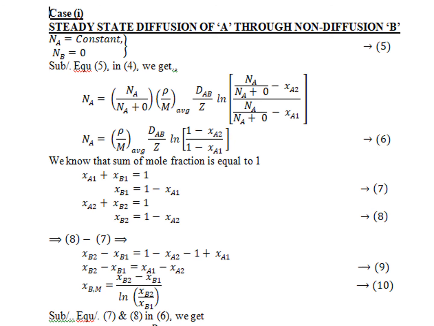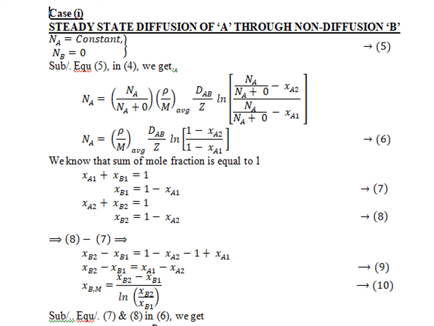In unequimolar counter diffusion, the number of moles of one component is not equal to the number of moles of the other component. What are the examples of these diffusions? For stagnant diffusion, the example is gas absorption. For equimolecular counter diffusion, the example is the distillation column. For unequimolar counter diffusion, the example is chemical reaction, all chemical reactions.